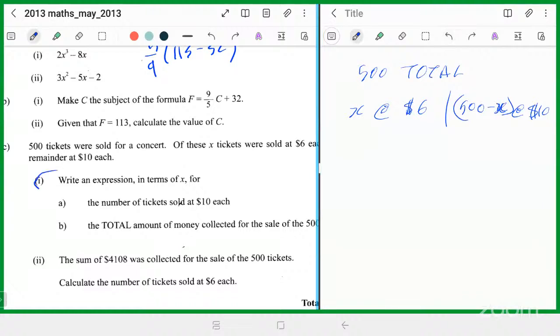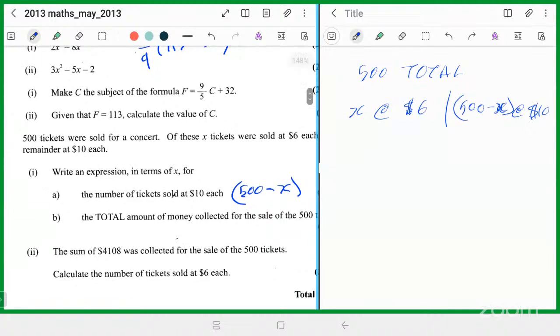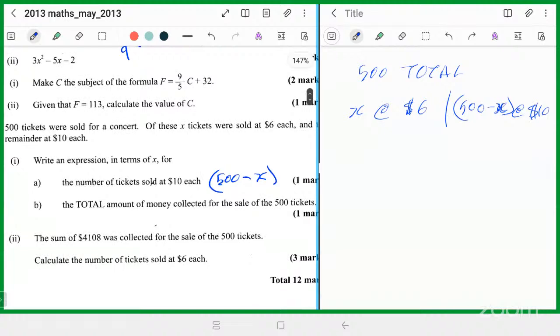It says now, write an expression in terms of X for the number of tickets sold for $10. The 500 minus X is the number of tickets sold for $10. That's what I have here. Okay with that? Next: total amount of money collected for the sale of the 500 tickets.